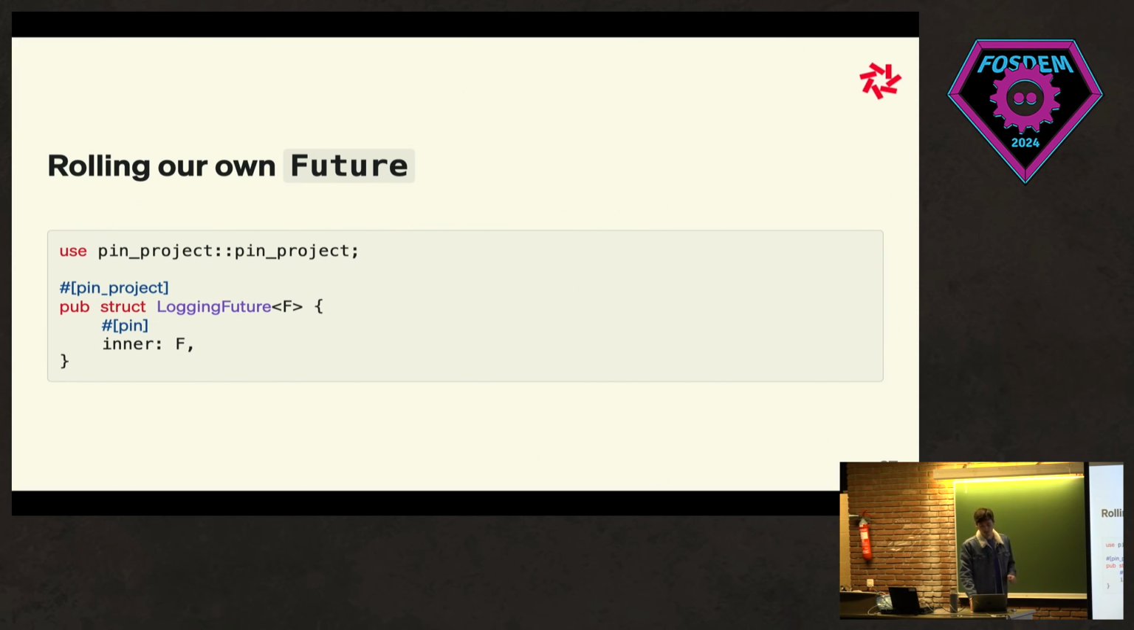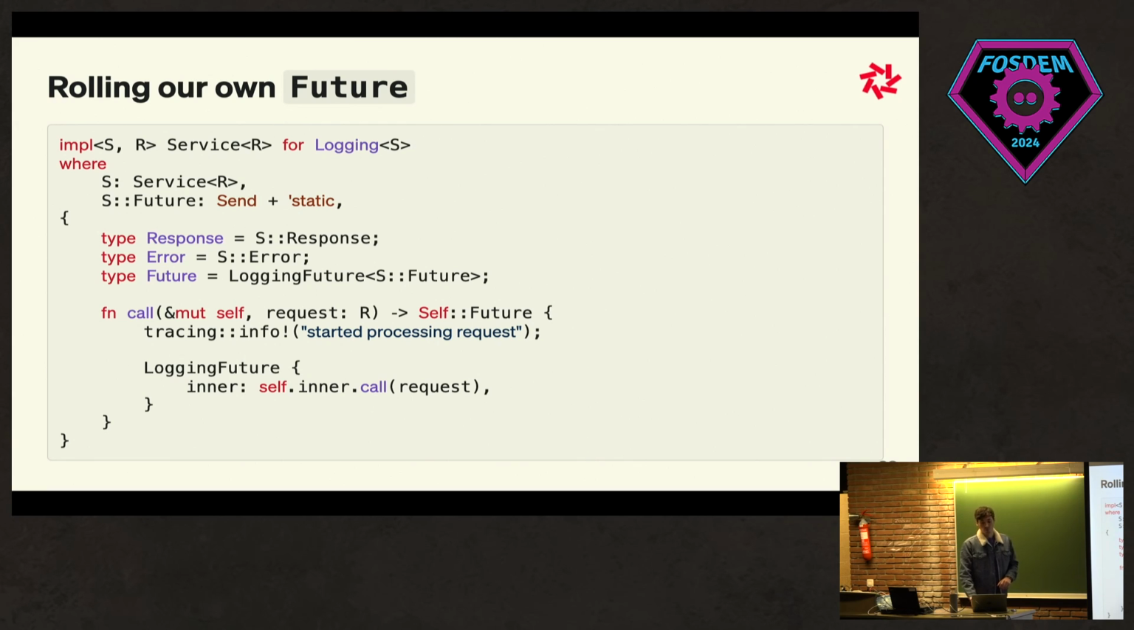But back to our logging future, it's going to wrap another future, so it's going to be generic over F. We need to use the pin-project crate to pin the inner future. So that's why you have the pin attribute there. And now that's how our logging service is going to look. We replaced the future type with our logging future, which relies on the inner future, so S::Future. And then in call, when we are called, we do the first logging statement, then we build a future, and when the future will be polled and is ready, this is when we'll actually add the last logging statement.